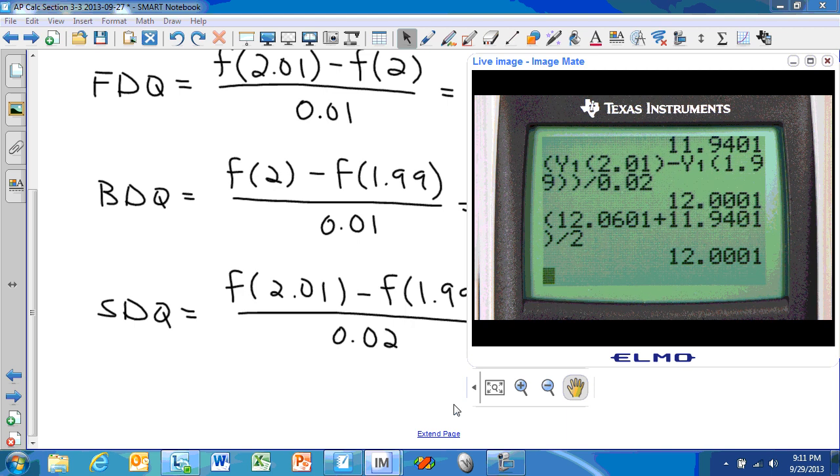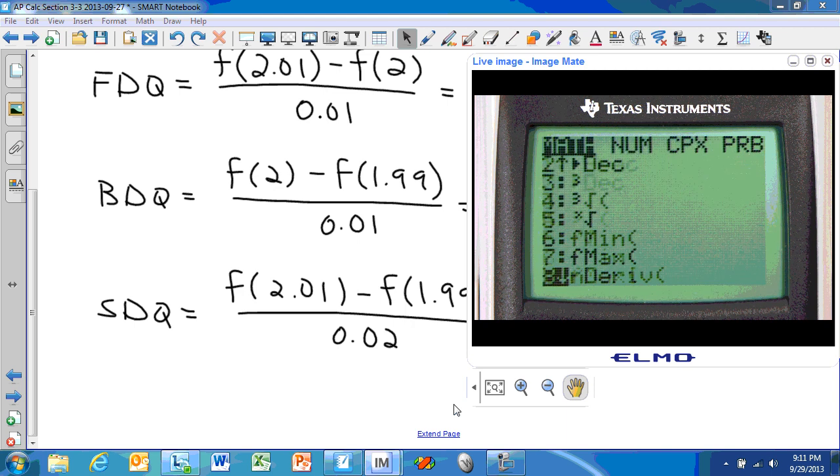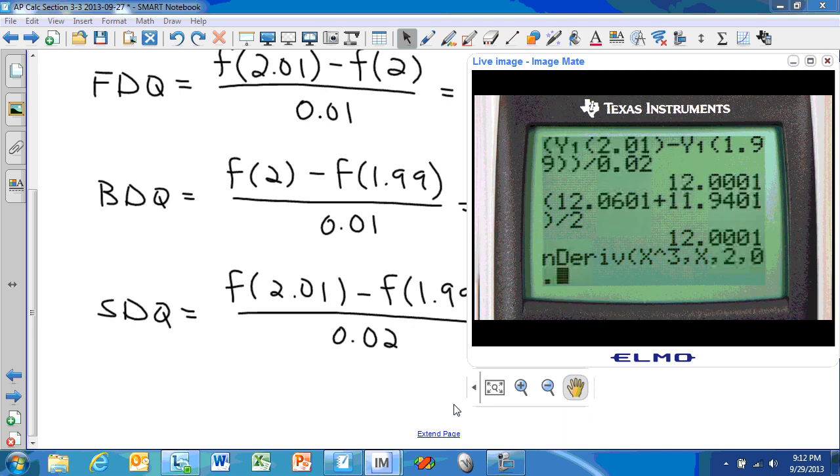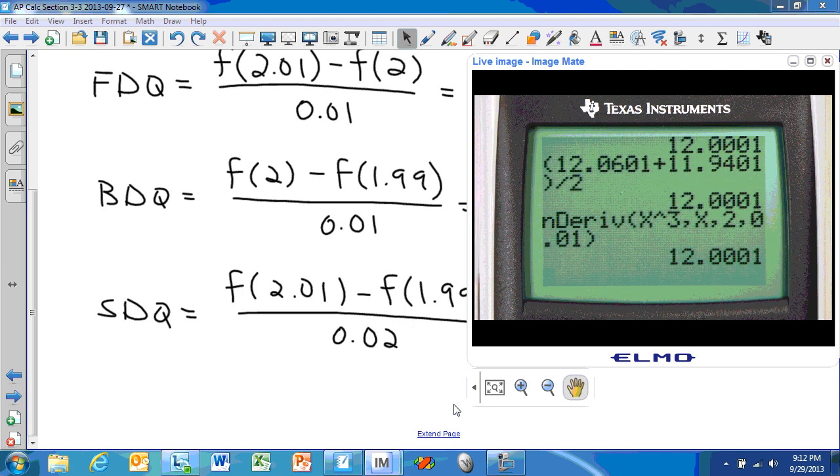The other thing I'll point out here is the relationship to nDeriv. We said that nDeriv is actually calculating a symmetric difference quotient. So if I take x cubed, my variable is x, and my value is 2, I have to put in a tolerance. The default tolerance would be 0.0001, but I want 0.01, so I'm going to set that to a different value, 0.01, and do the calculation. You notice you get the same thing that we did for our symmetric difference quotient. That will happen every single time. If you calculate a symmetric difference quotient, that's exactly what nDeriv does. All right.